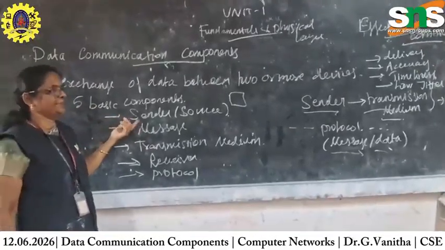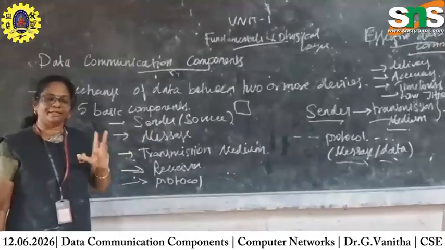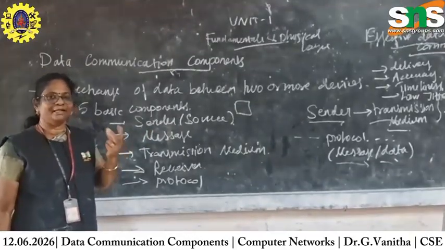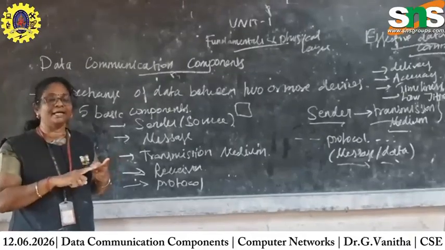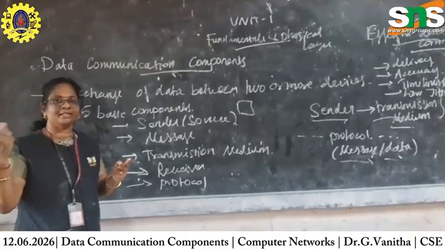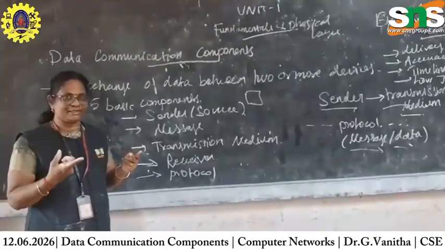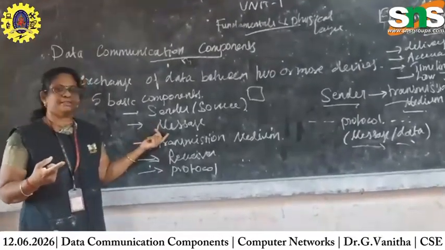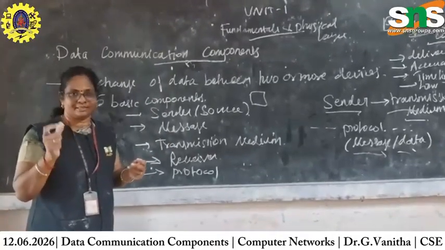Already we have seen the sender. If you are taking a radio, it has two sides, sender and receiver. If you are on the receiver side, the signal sender is the radio station. In the radio station, the signal is transferred to the receiver, that is, to your side. After that, the message. Message means the signal. The data is transferred through signals.